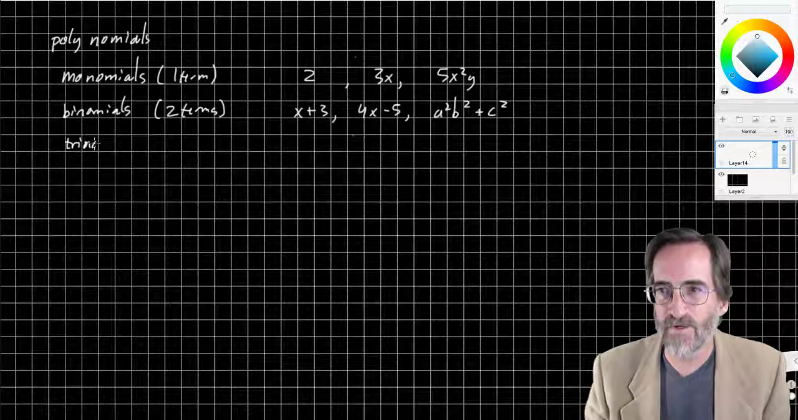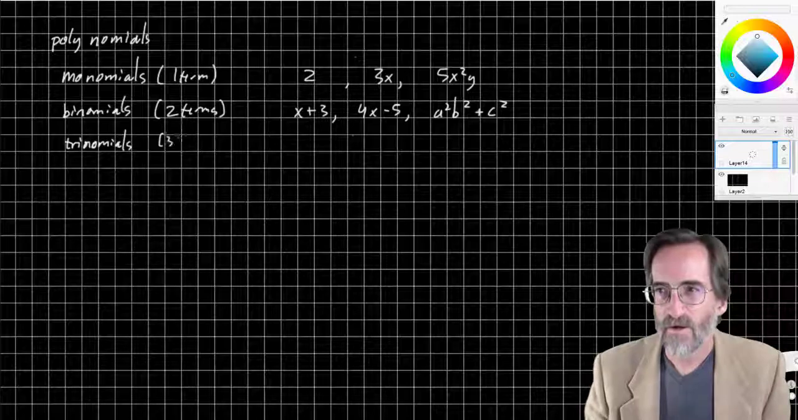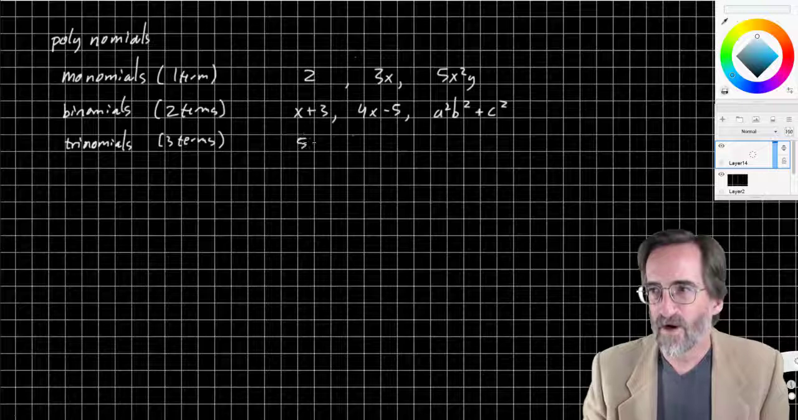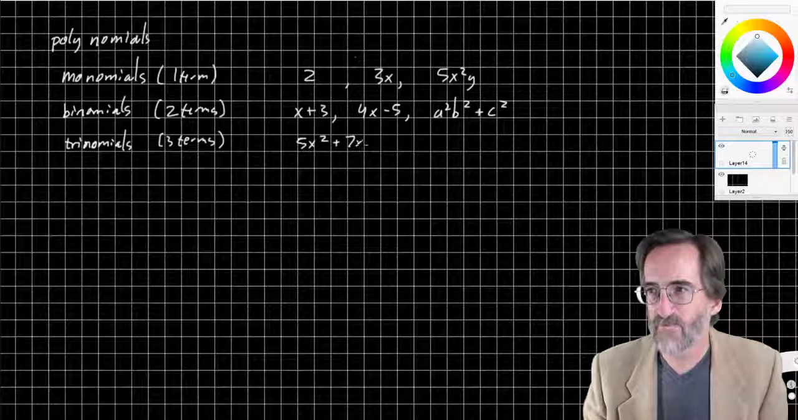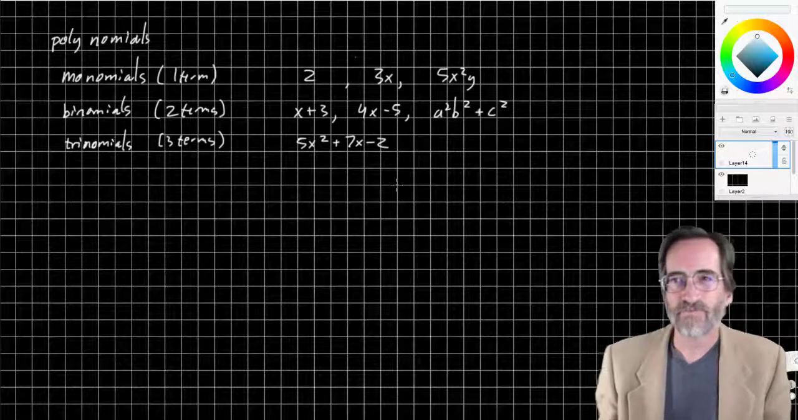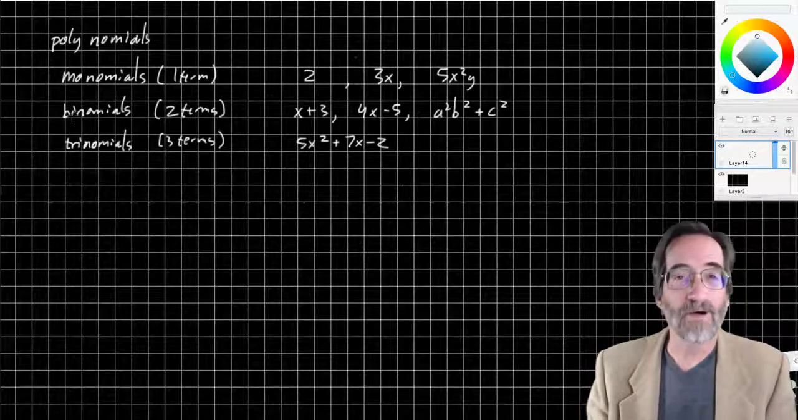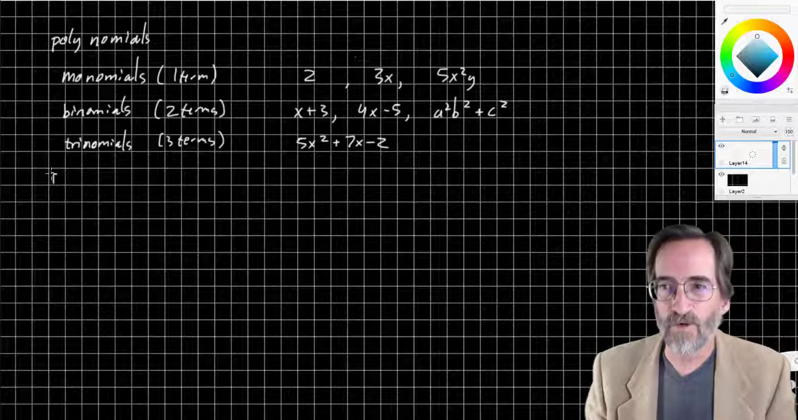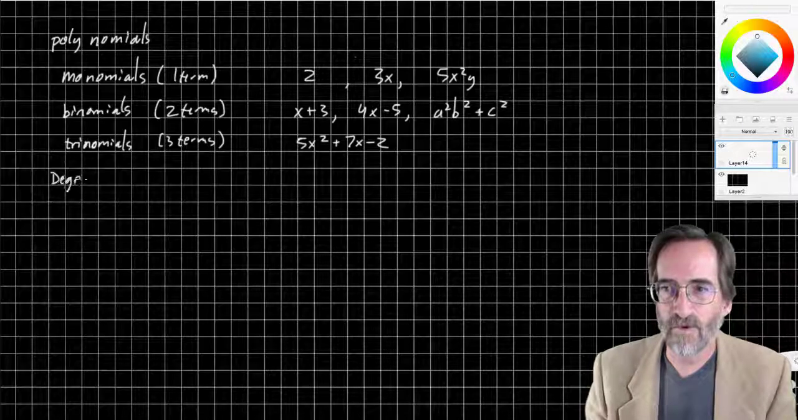Trinomials have 3 terms. Like 5x squared plus 7x minus 2. Okay? They're trinomials. Then we can talk about the degree or order of the polynomial.